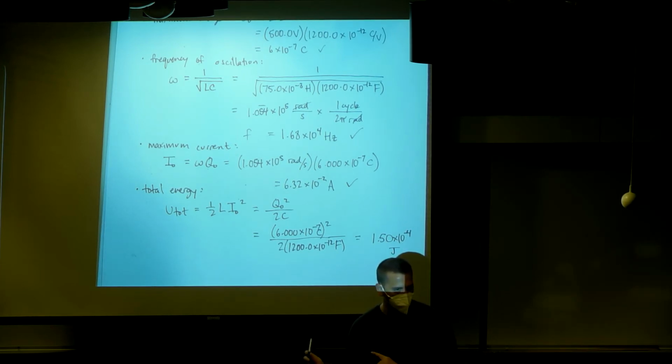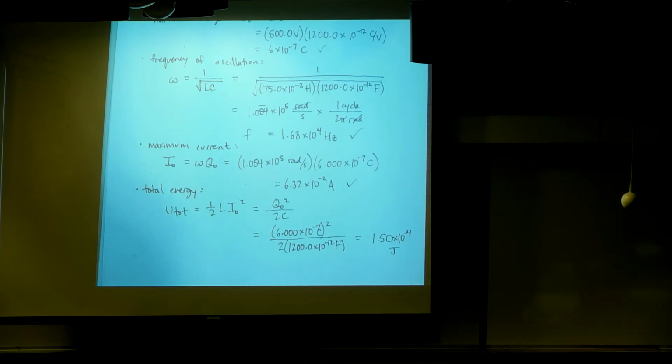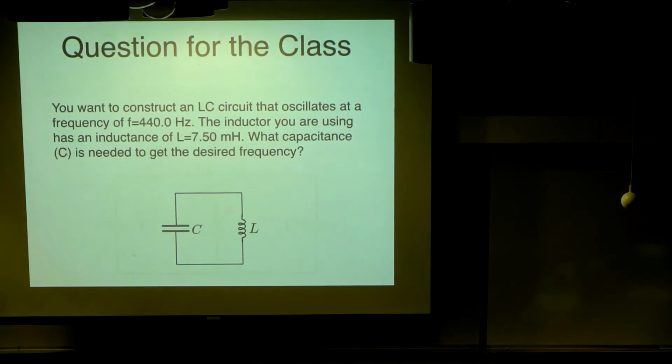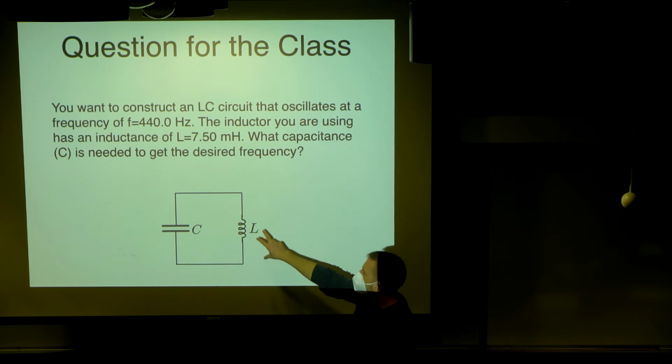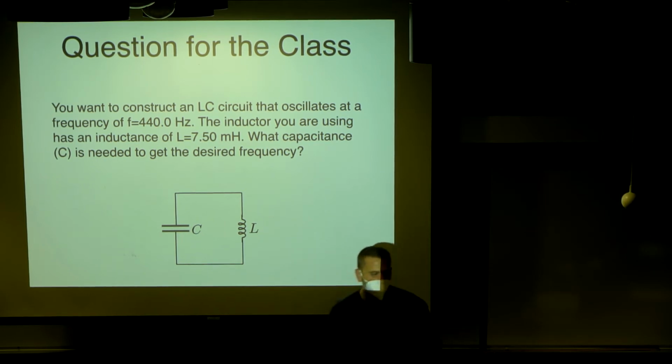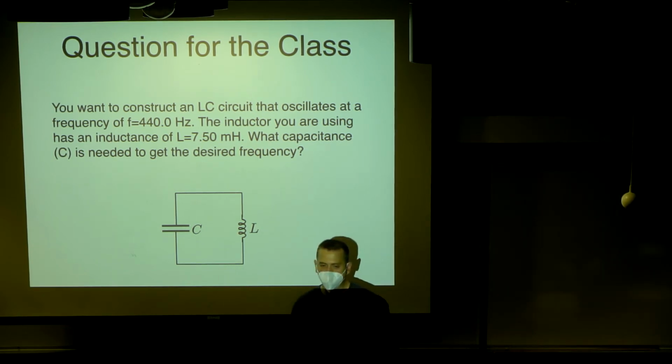Any questions? All right, I'm going to ask you a question about an LC circuit. I want you to work on it, and then we'll move on to electromagnetic waves. Okay? So let's say that you want to construct an LC circuit that oscillates at a frequency of 440 hertz. You have an inductor, which has an L value, which is already determined, 7.5 millihenries. The question is, what capacitance do you need to get the desired frequency?